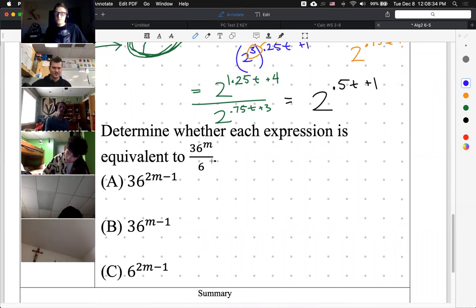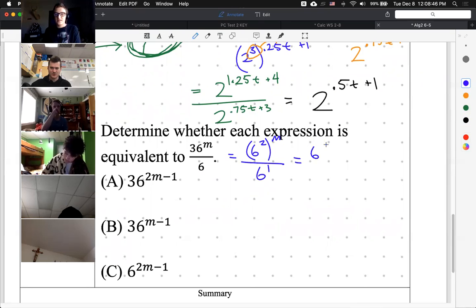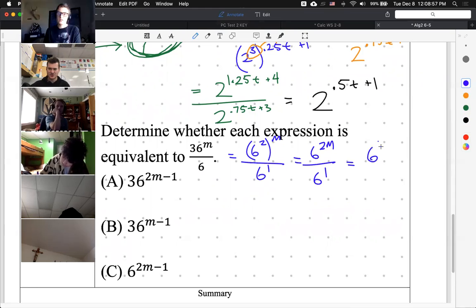36 to the power of m over 6. Notice that all of these can be rewritten with a base of 6. So I'm going to rewrite this as 6 to the power of 2, to the power of m, all over 6 to the power of 1, which is equal to 6 to the power of 2m over 6 to the power of 1. Nothing too magical has happened so far. Then I'm going to subtract. What I'm trying to get to is 6 to the power of 2m minus 1.